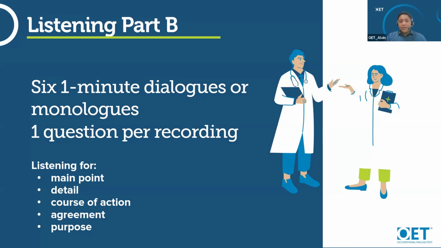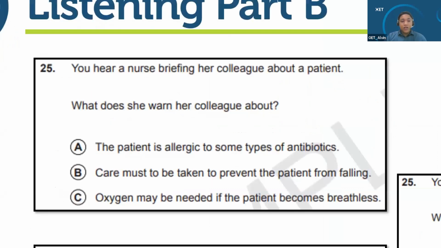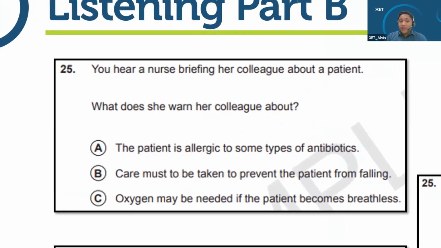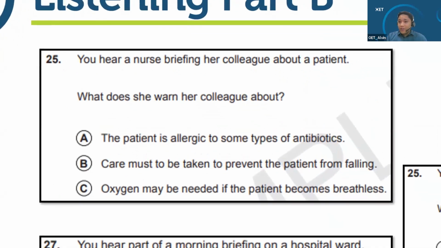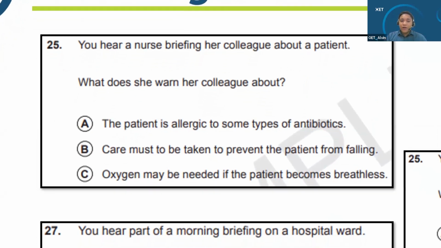And Alvin, what does the listening part B look like? Do we need to write specific words? The answer there is, wait, let me just zoom it in. No, you don't need to write the specific word here. All you need to do is just to choose the correct option. It's either A, B, or C, okay? So this is one example.